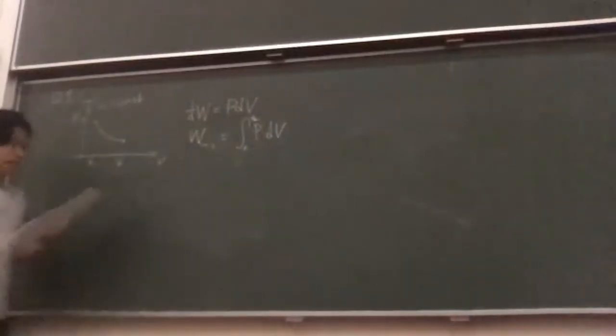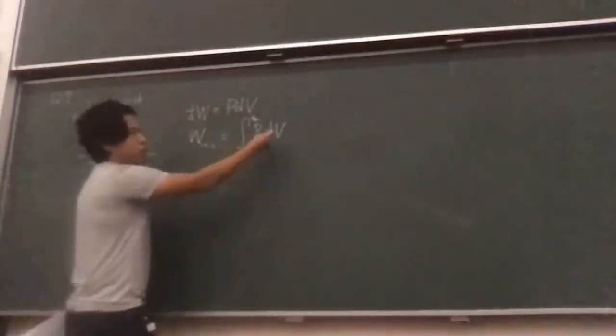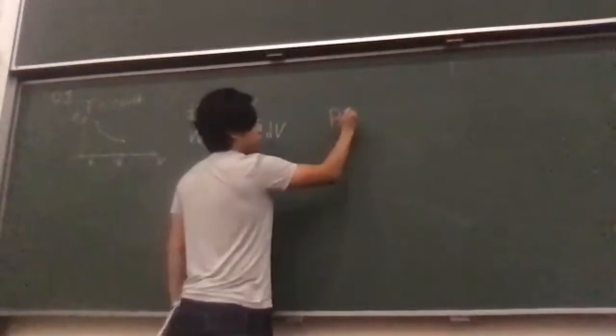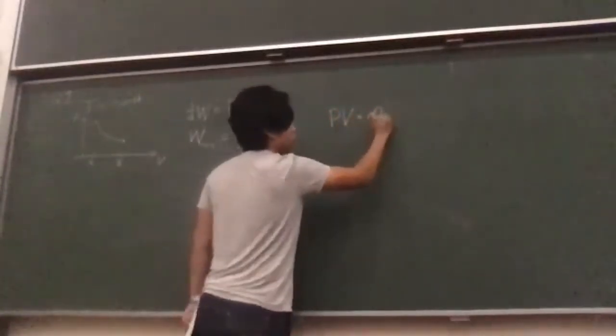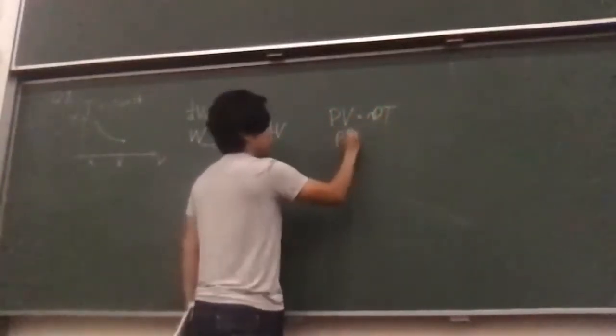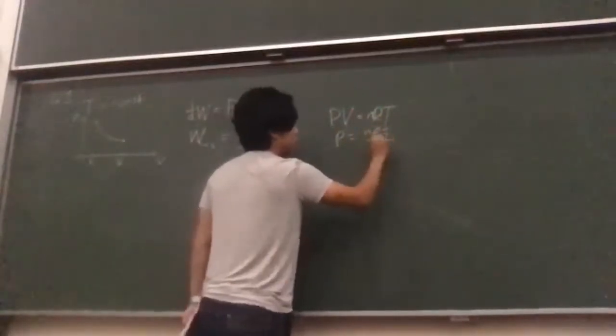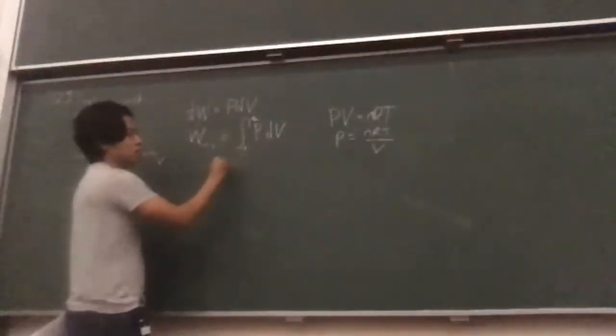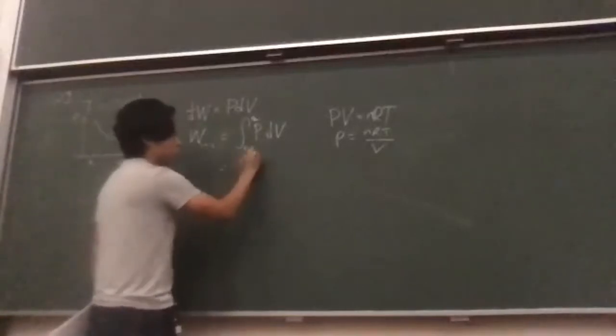And it's an ideal gas. So here we know P is going to be a function of the volume, and we can use the ideal gas law to find out what this function is. So P is equal to nRT over V. So we simply sub this into here, and we get the integral from V1 to V2.